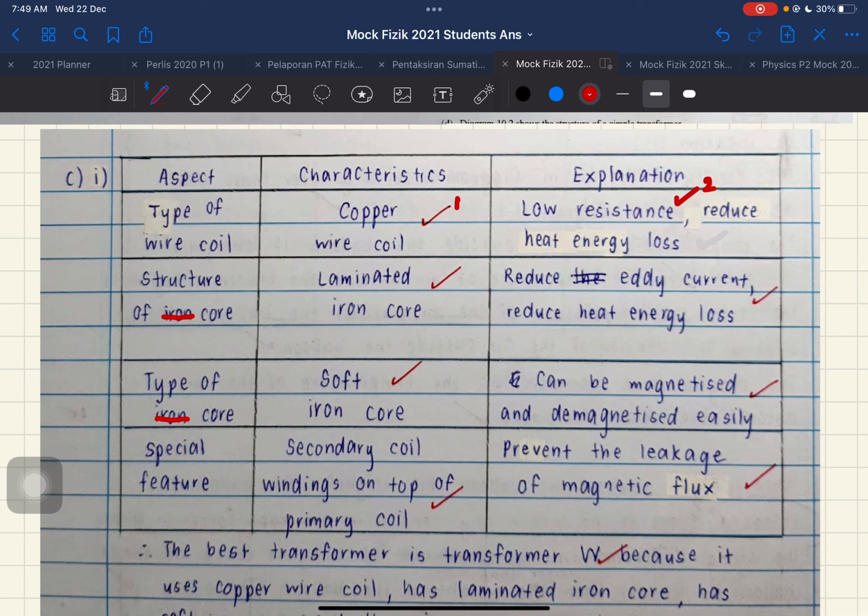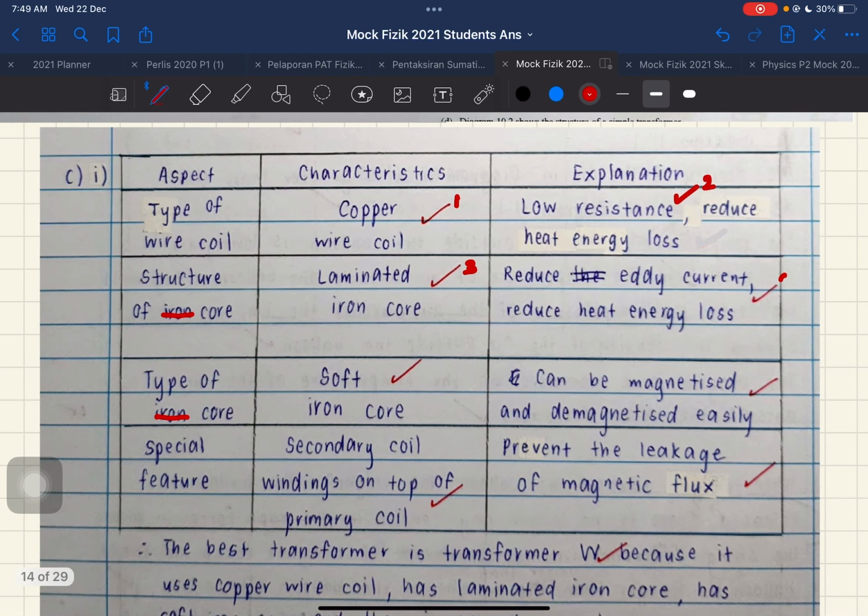And then laminated iron core, structure of core is laminated iron core. So this is mark number 3. Reason, to reduce eddy current. Tick number 4. And then number 5 will be use soft iron core. Tick 5. And then the reason, can be magnetized and demagnetized easily. You must have this word.